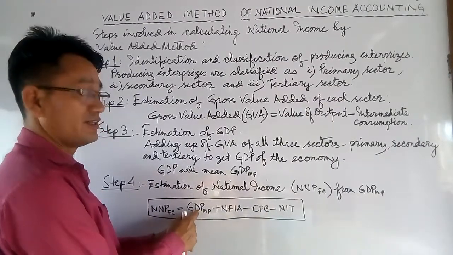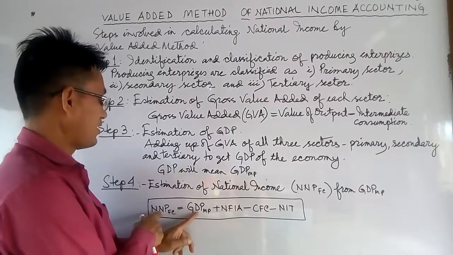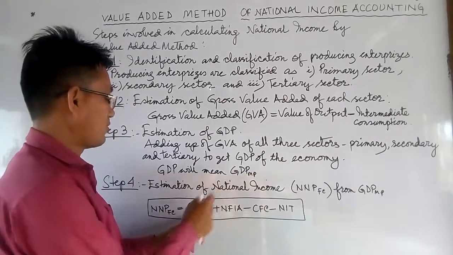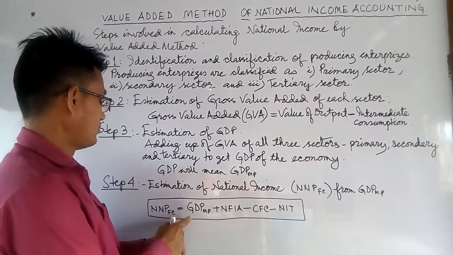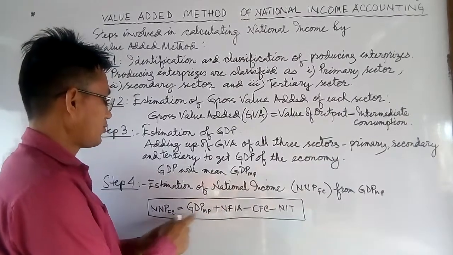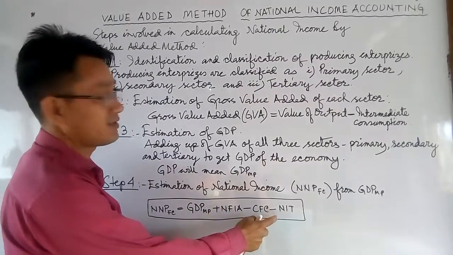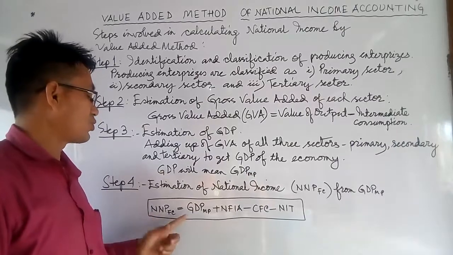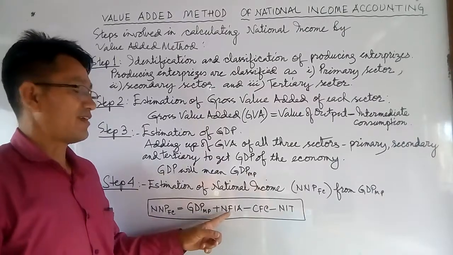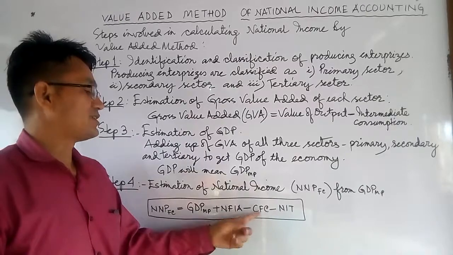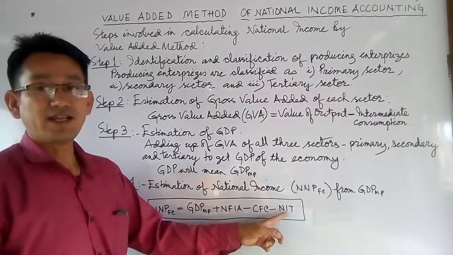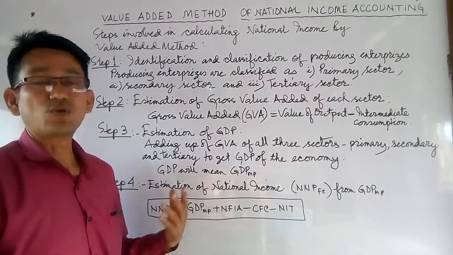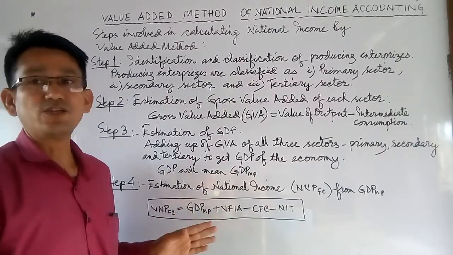Then the domestic is converted into national by adding net factor income from abroad. Then we get FC from MP by subtracting net indirect tax. So NPFC, that is national income, is equal to GDP MP plus NFIA minus CFC, that is depreciation, minus NIT, net indirect taxes. Next we'll see the calculation part. I'll show you one numerical example.